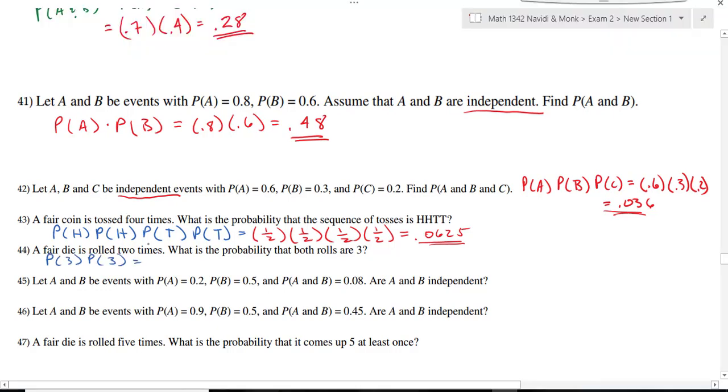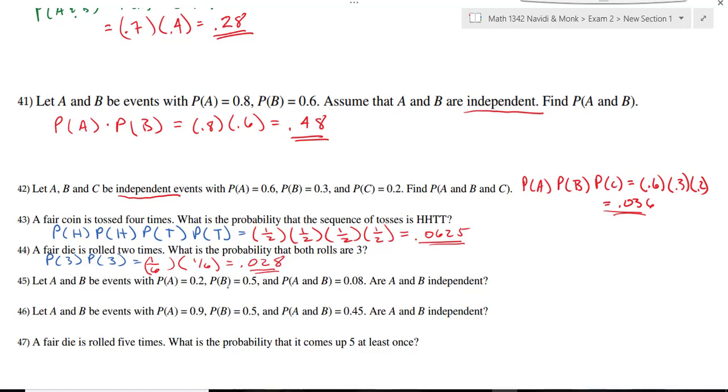What's the probability that the roll lands on 3? How many sides are there on a die? So that would be 1/6 times 1/6, and 1/6 times 1/6 is 1/36, and when you put that in your calculator, divide it out, you get 0.028. Number 45.